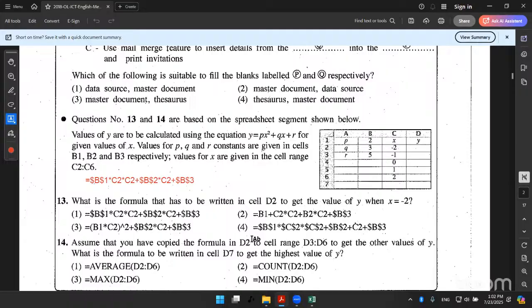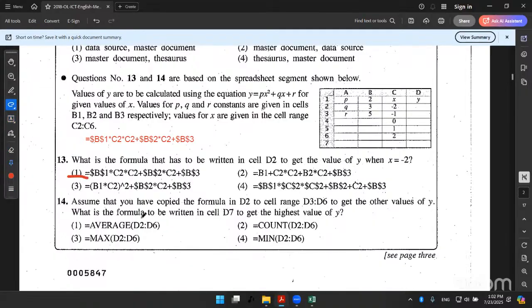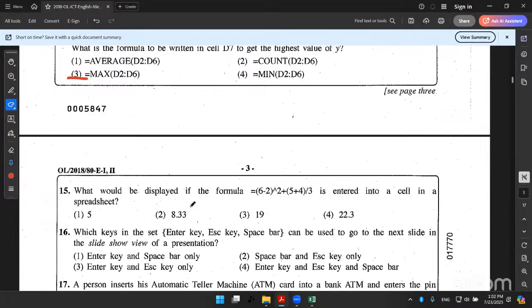Okay, so those are the things. So what will be the answer? First one, no? Yes, the first one is the answer. Assume that you have copied the formula in D2 to cell range D3 to D6 to get the other values of Y. What is the formula to be written in D7 to get the highest value? Highest value means you know about the max. Learn that one. Highest value can be written as max. Here you can see, no?